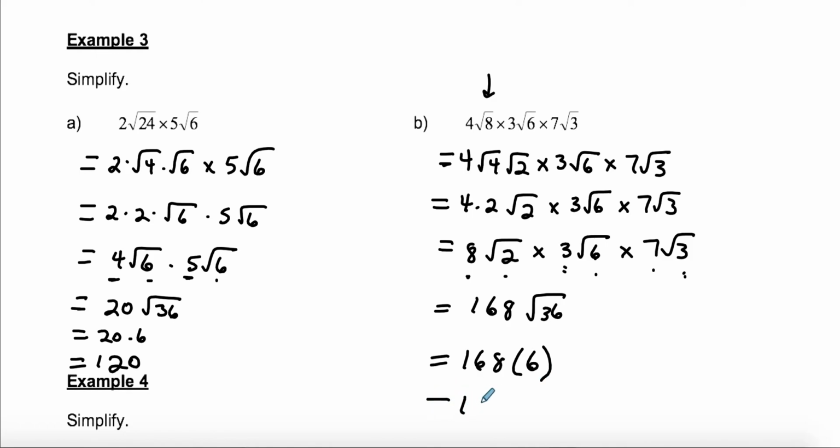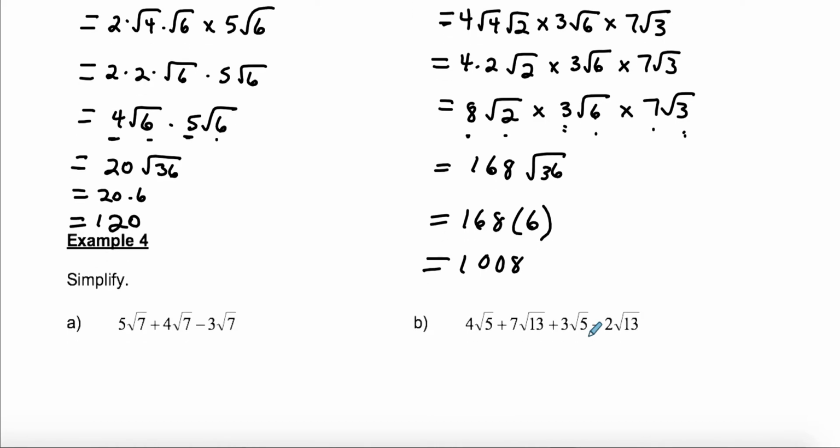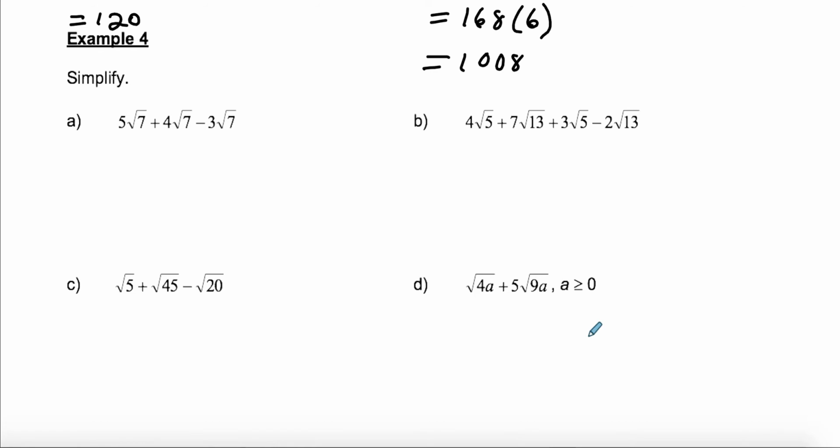So I get 1008 as my answer. Exact answer, no rounding throughout. I'm just trying to simplify and do the best I can to get a final answer. Some other rules that you might notice here in example 4, these are like terms.